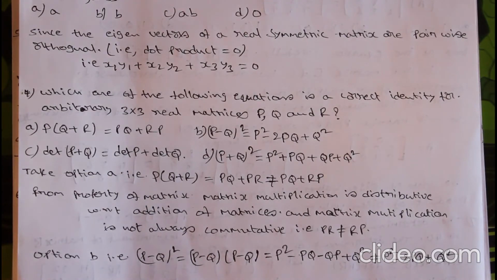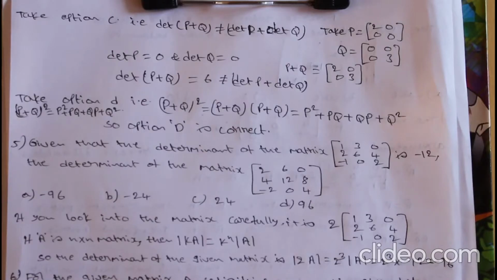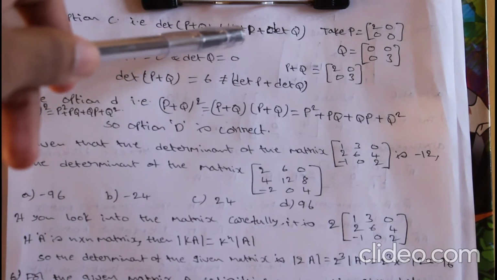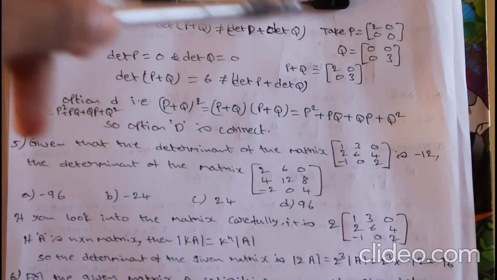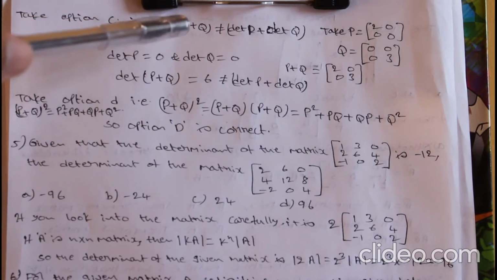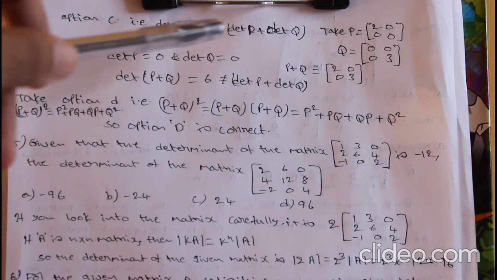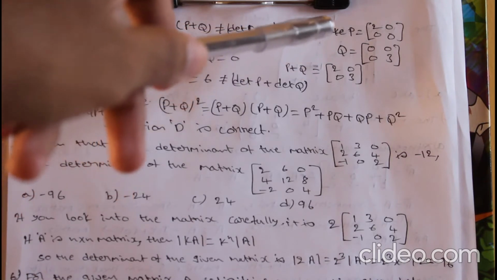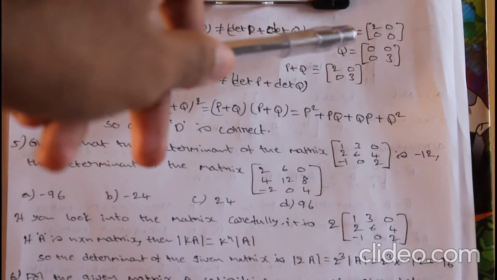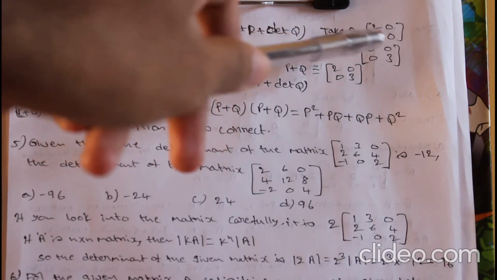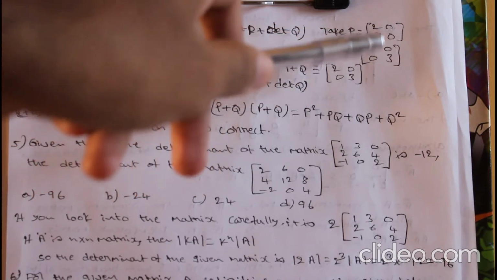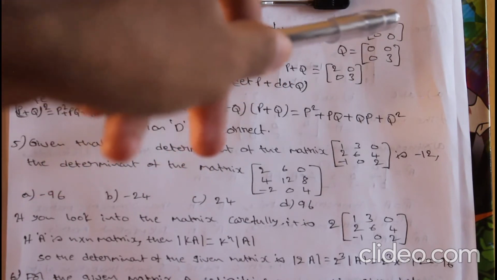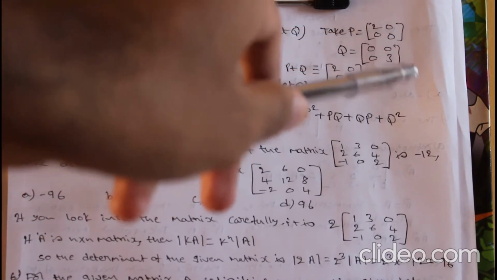Now look at option C. Determinant of (P plus Q) is equal to determinant of P plus determinant of Q. But actually, determinant of (P plus Q) is not equal to determinant of P plus determinant of Q. Let us see. Let us take matrix P as 2 0 0 0, matrix Q as 0 0 0 3, and P plus Q is equal to 2 0 0 3.